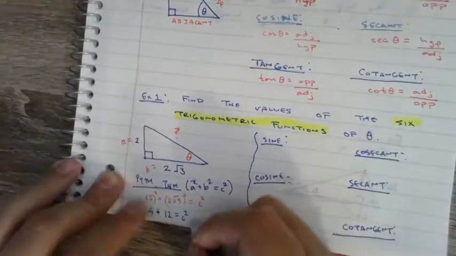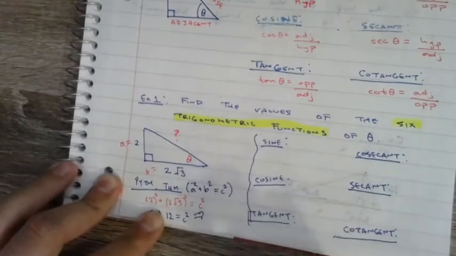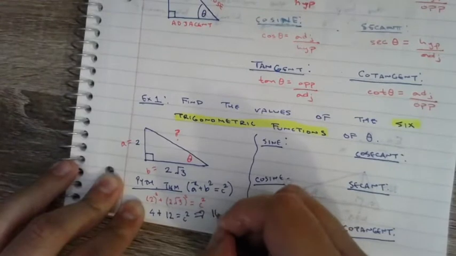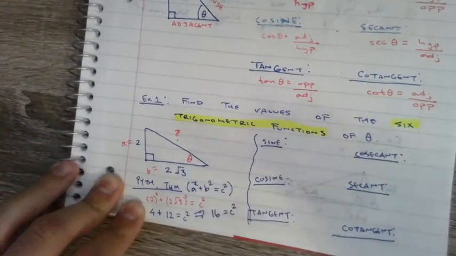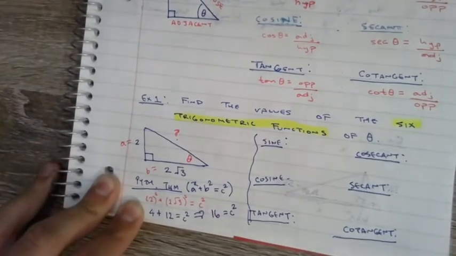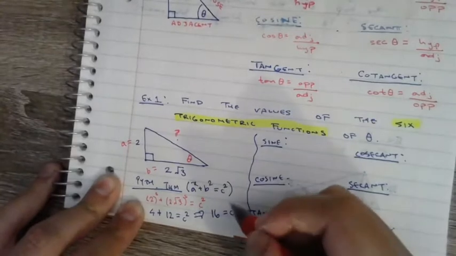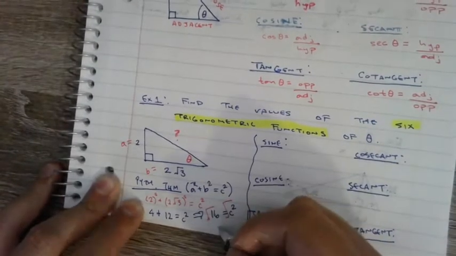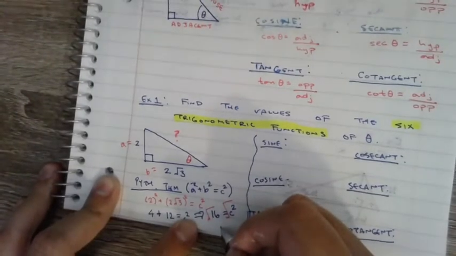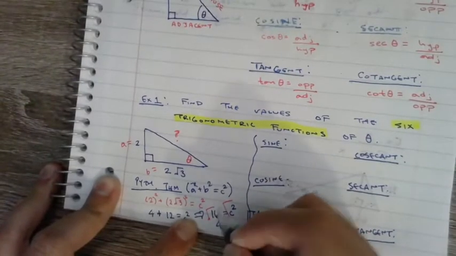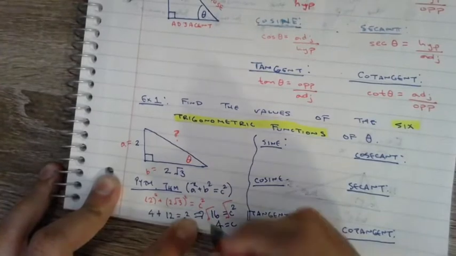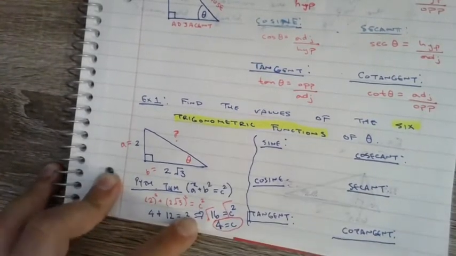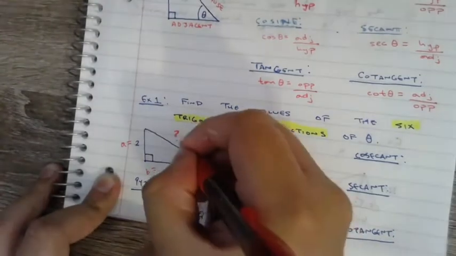Now, you will realize that 4 plus 12 gives you 16, so 16 equals c squared. And now, for our last step, since we want to get rid of the squared right here, we're going to square root both sides. So the square root of 16 is 4, so 4 equals c. That means that now we have the hypotenuse and all the sides that we need. Therefore, this side right here equals 4.